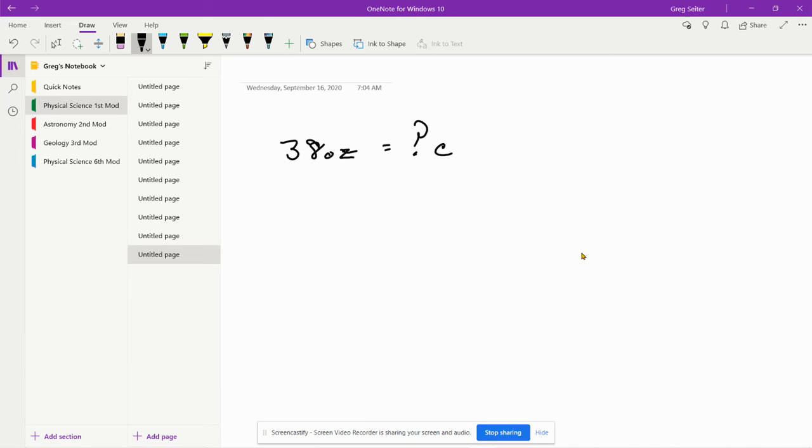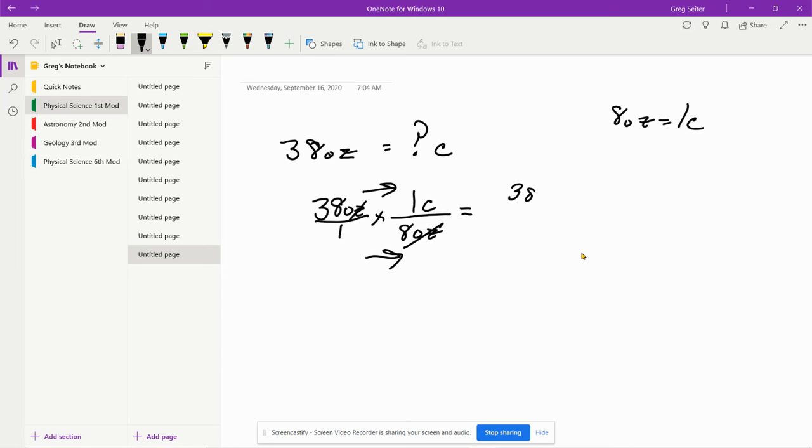We're going to come over here. 8 ounces equals 1 cup. 38 ounces, making our fraction. Now remember, we want to get rid of ounces. Ounces go on the bottom. Cancel the units, multiply straight across, and that'll give you your answer in cups.